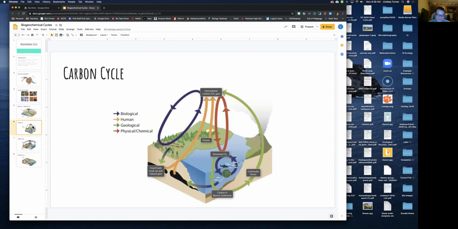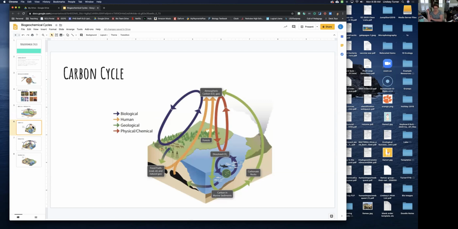All right. The carbon cycle is the second one. So now we have all four processes happening. We have biological, human, geological, physical, and chemical. The carbon cycle we've actually already dealt with a little bit when we were talking about photosynthesis and respiration, because we're talking about carbon dioxide a lot in this case.